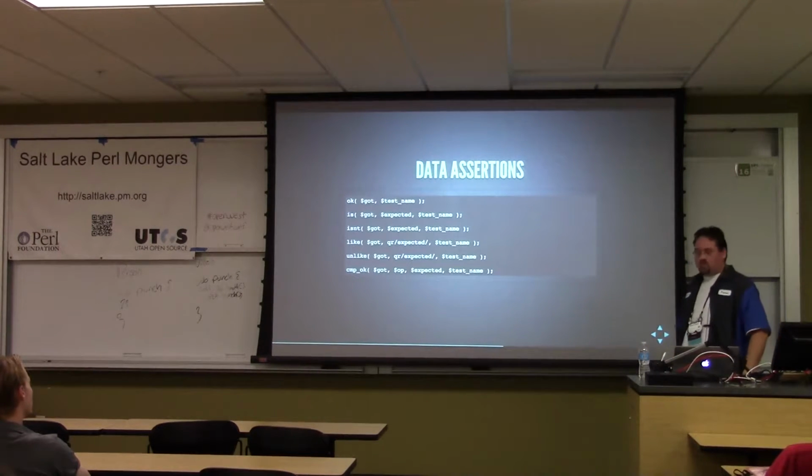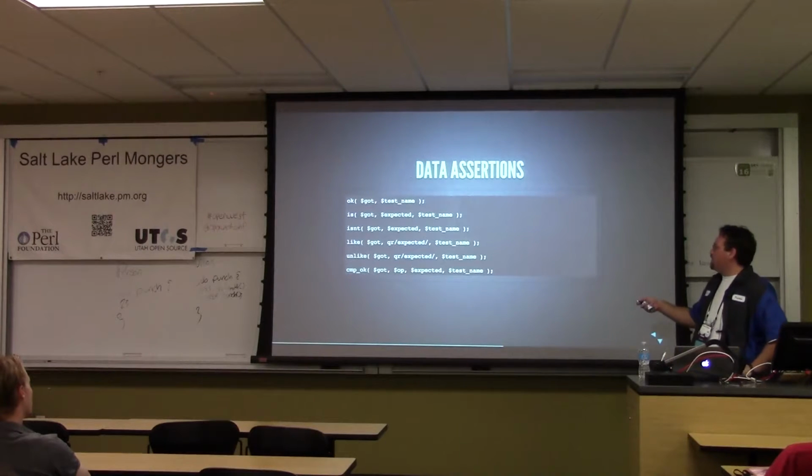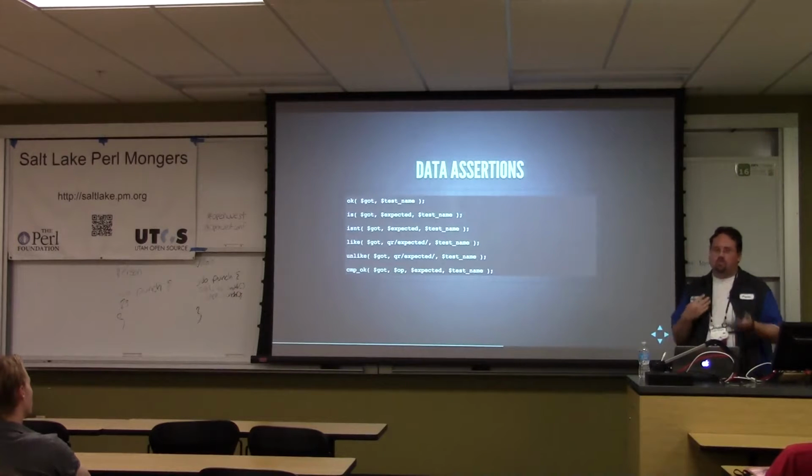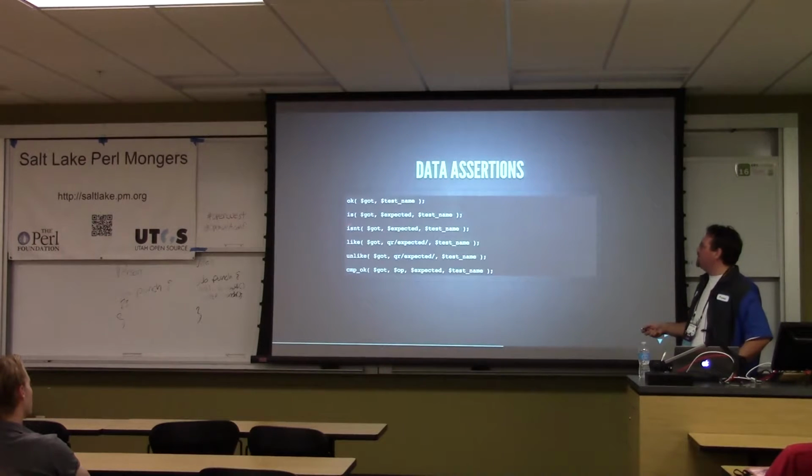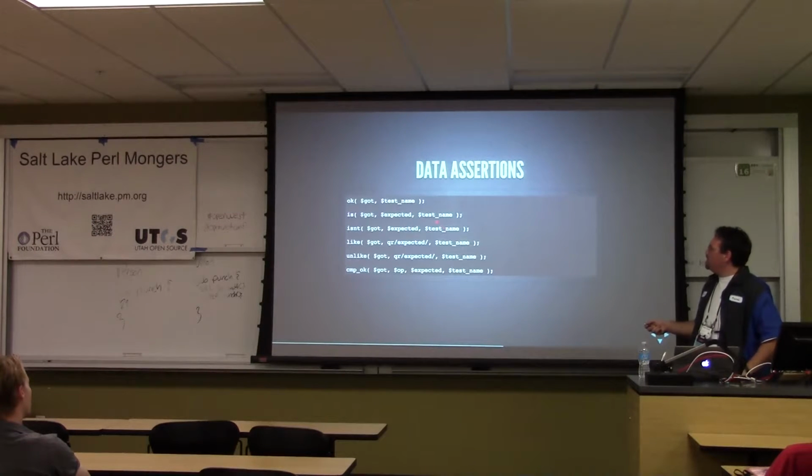Here's a bunch of data assertions. You've got the basic one, ok, which, as we saw, is just true or false. Is and isn't are a little bit more complex. I've got a more detailed look at how it's used and what kind of output it spits out. We'll see that in a sec. But you're passing in something you got. You're passing what you expected. All of these, you can pass in the name, so you'll see that in your output.